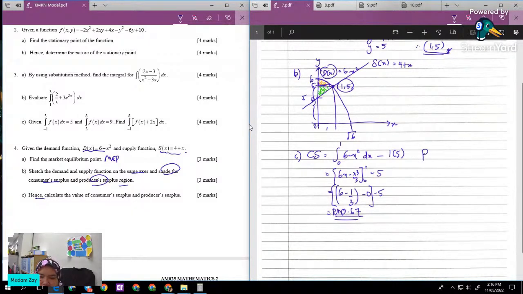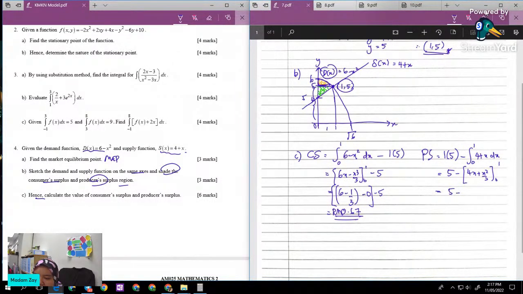So seterusnya producer surplus. So producer surplus area dia kat mana? Kalau kita tengok dia ada kaitan dengan area ni, ada kaitan dengan line supply function. So dia di atas supply function tapi di bawah MEP ni. So it should be MEP minus the area under the supply function tu. So MEP kita is 1 times 5 minus integrate from still the same 0 to 1 of the supply function 4 plus x dx. So 5 minus 4x plus x squared over 2 from 0 to 1.